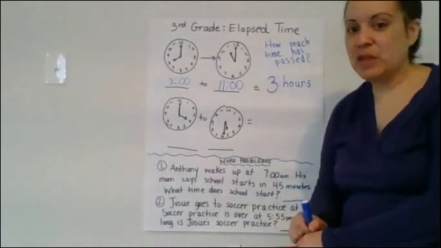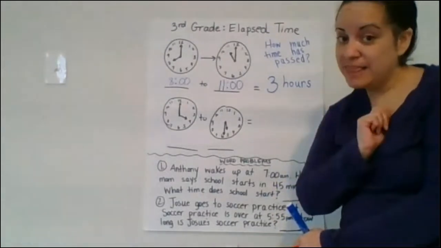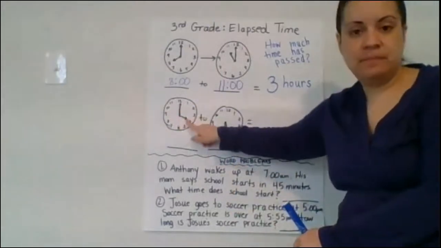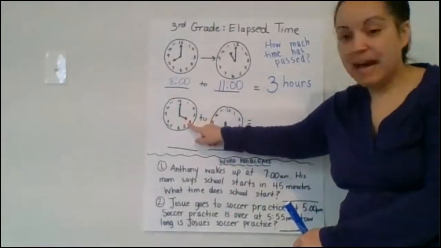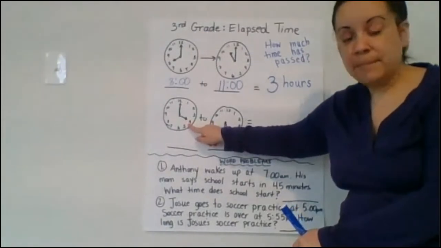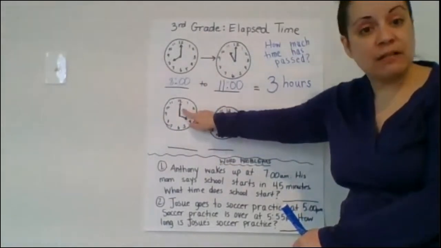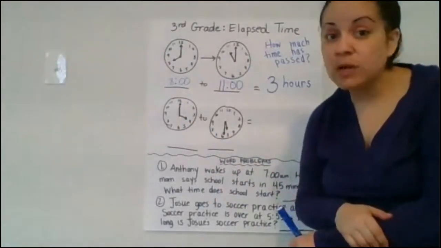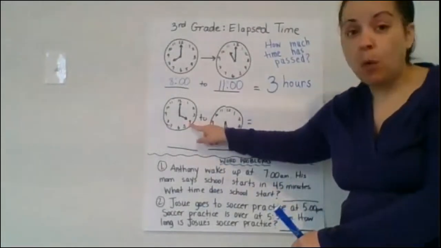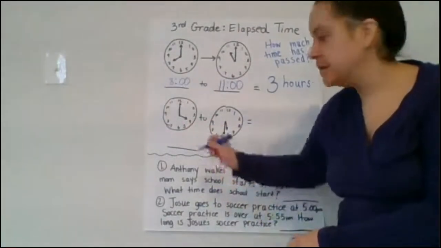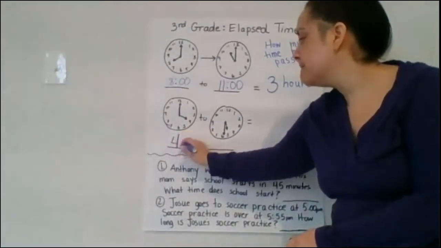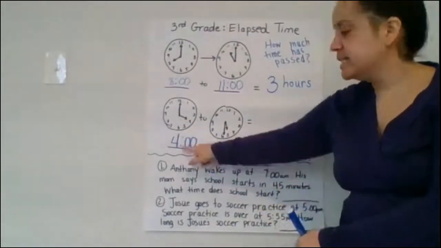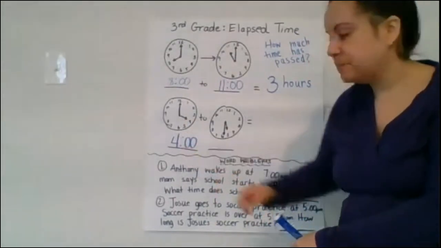Good job. All right, it's going to get a little bit harder now. Let's keep trying. All right, let's look at this clock. This clock has the hour hand at the 4 and the minute hand at the 12. Well, we just remembered up here that if it's at the 12, we say o'clock. So this is 4 o'clock. So I'm going to write 4:00, which is o'clock. This time is 4 o'clock.